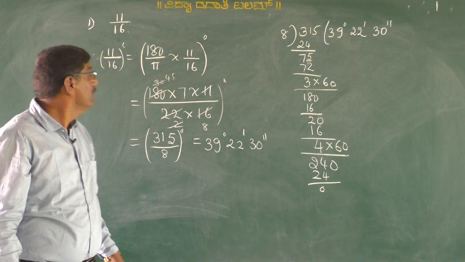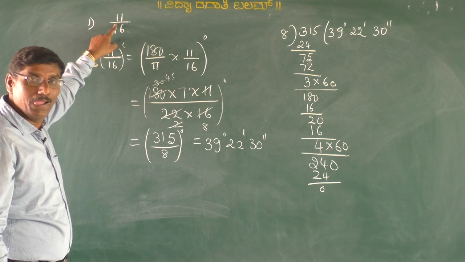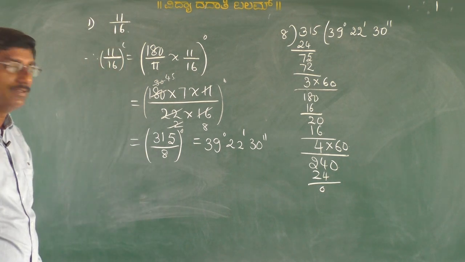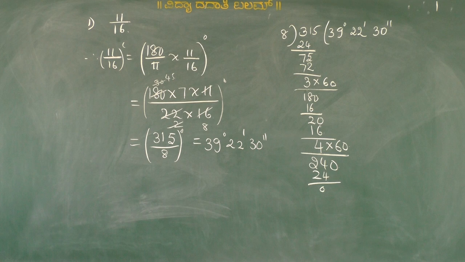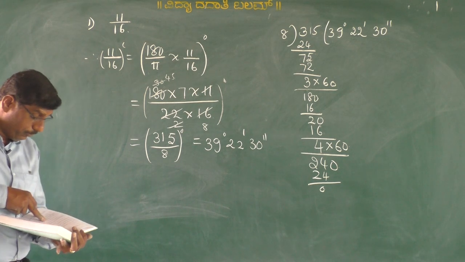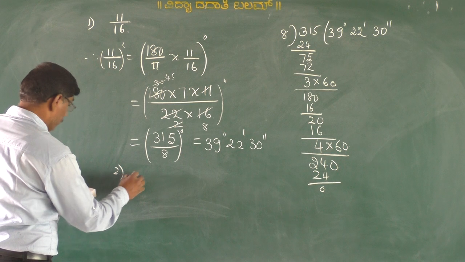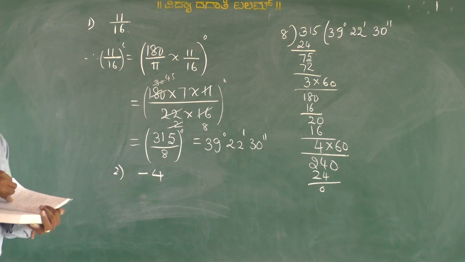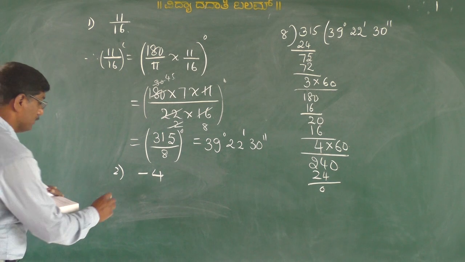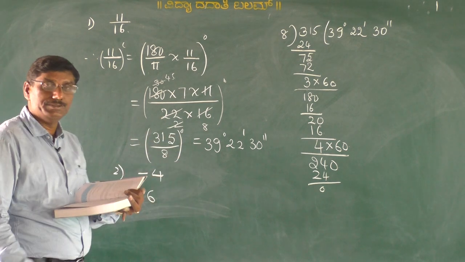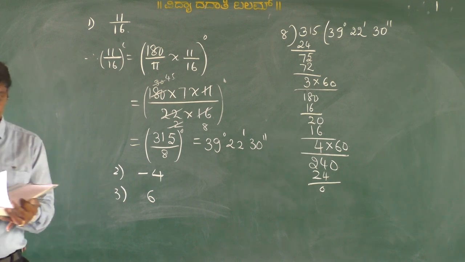Yes. This is the conversion of which one? Radians into degrees. Yes, this is the result. Are you understood, all of you? Yes, my dear students. Similarly, we have to do it yourself. That is the another one. We have to do minus 4 radians. We have to do yourself, my dear students. Next, another one is the third one, which one? 6 radians. Yes, we have to do these two problems.